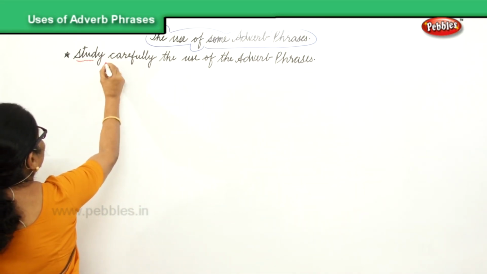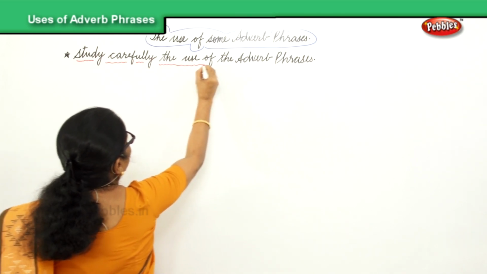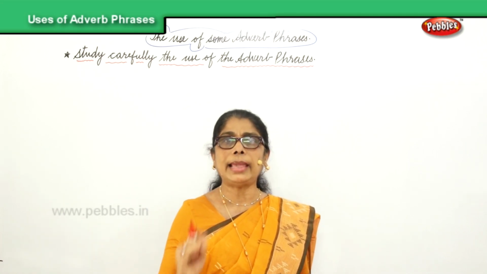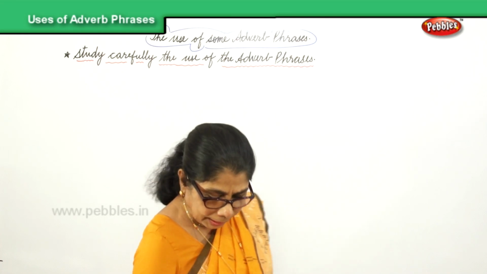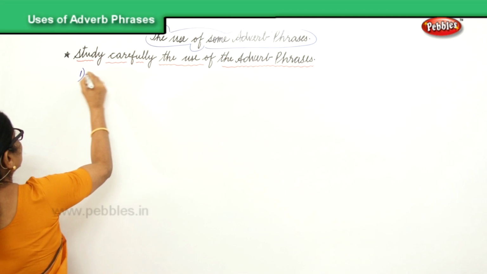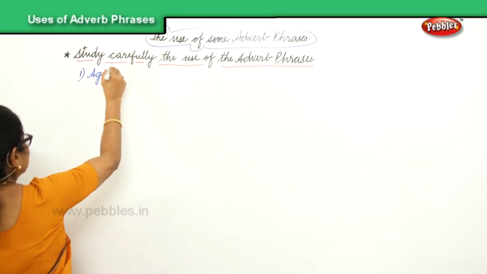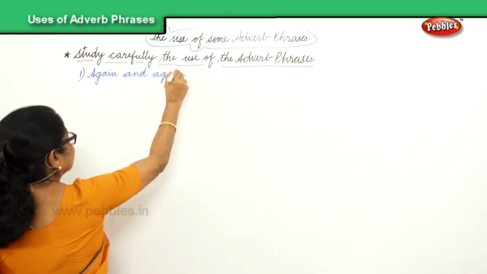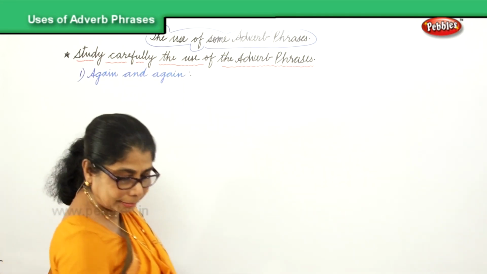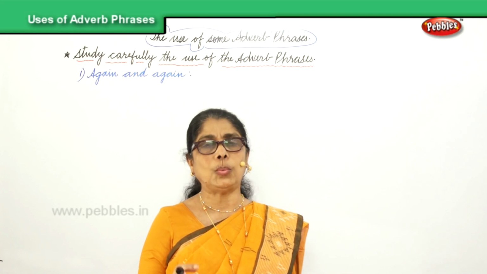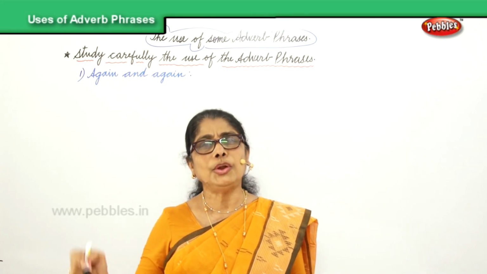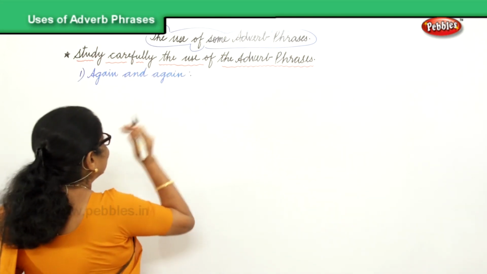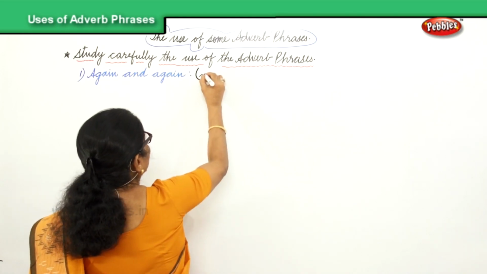We're going to study carefully the use of the adverb phrases. Okay, now, again and again. What's the meaning of again and again? Again and again, which means more than once, repeatedly. The child kept knocking at the gate again and again, repeatedly, more than once. So, when we talk about again and again, what we mean is more than once.